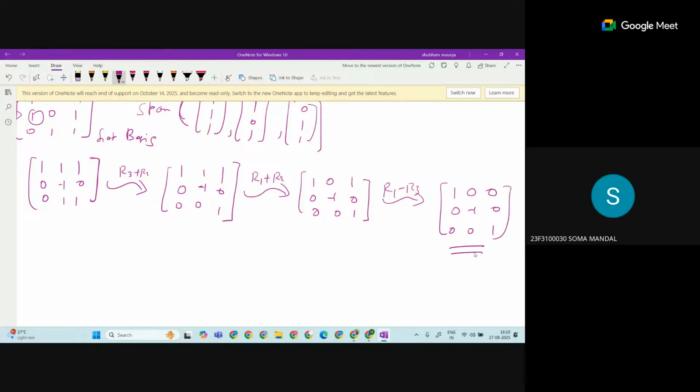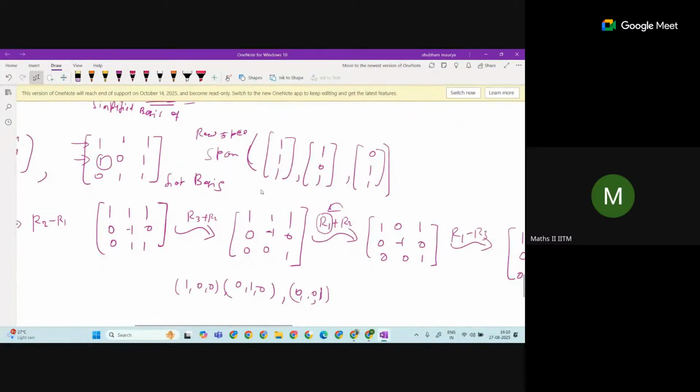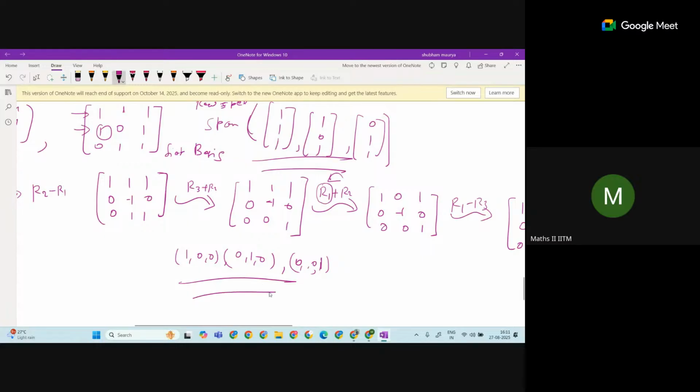R1 plus R2, you are putting in R1? In R1 I'm doing it, meaning the first row, applying that. By this way, slowly we'll get the identity. Even we are getting the identity. So the simplified basis for the row space you can say is 1 0 0, 0 1 0, and 0 0 1. So this is the way to find the simplified basis of the row space.